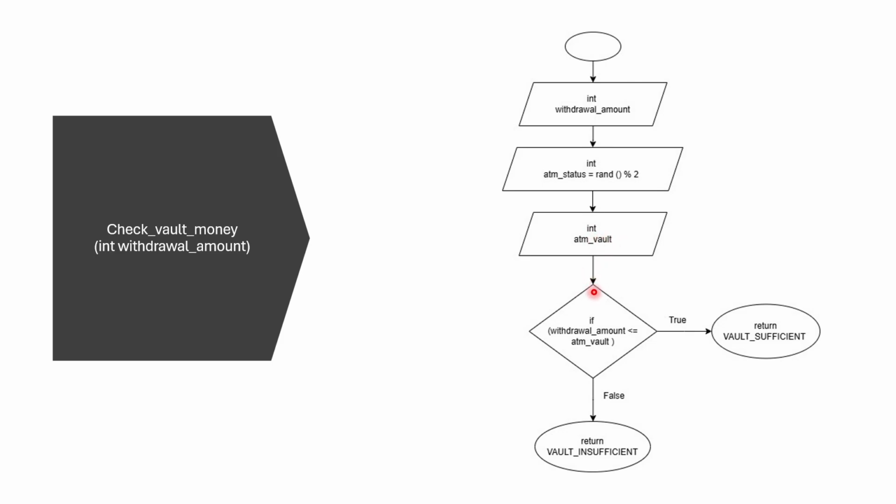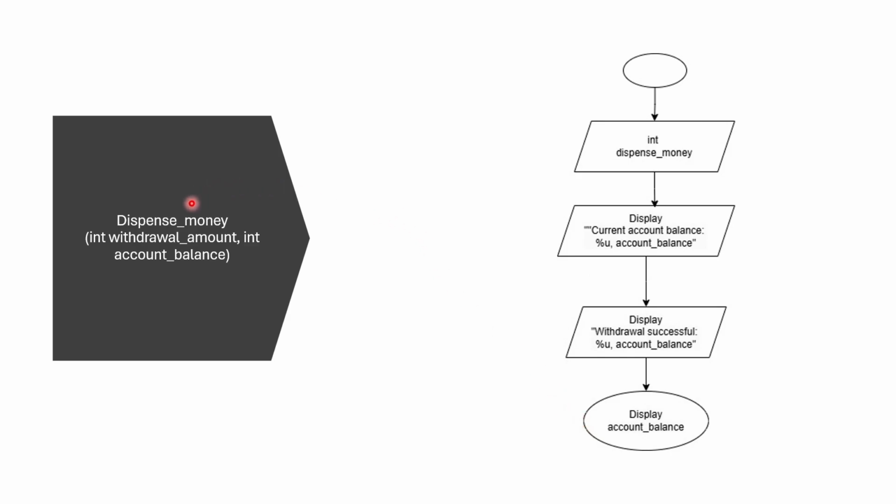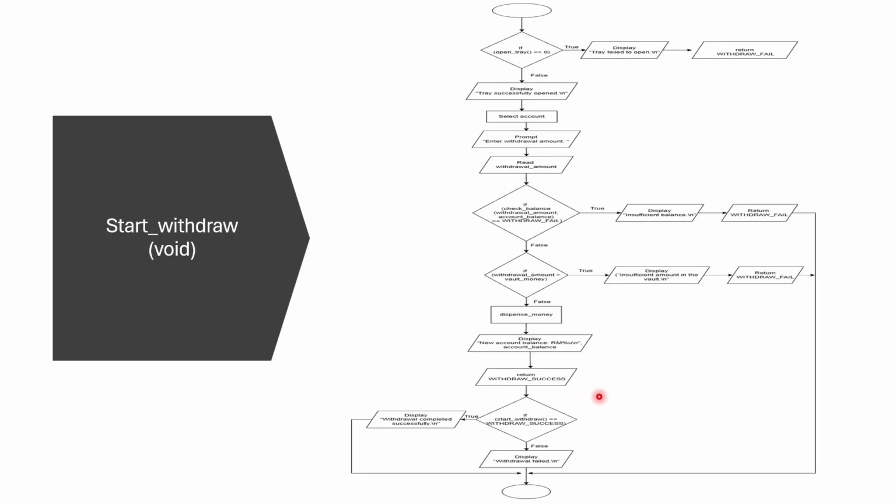And we go to the if function. If withdrawal amount is less than or equal to ATM vault, if the condition is true, it will return void sufficient. And if it's false, it will return void insufficient. So dispense money. Firstly, we must initialize dispense money, and then we must display the current account balance, then display the withdrawal successful, and lastly, we display or return our account balance.